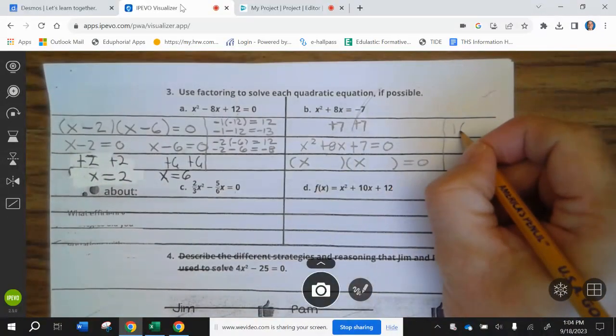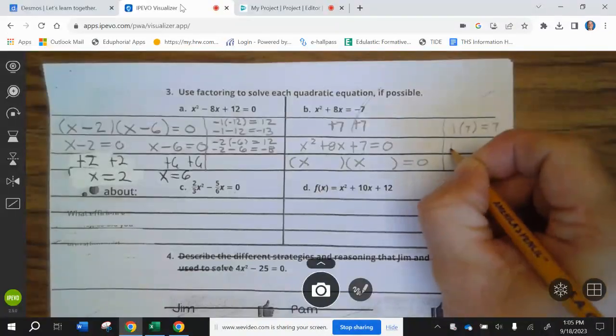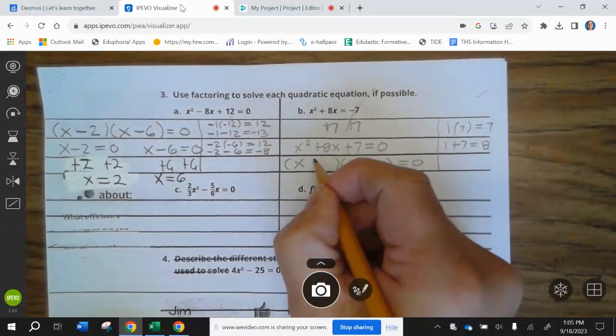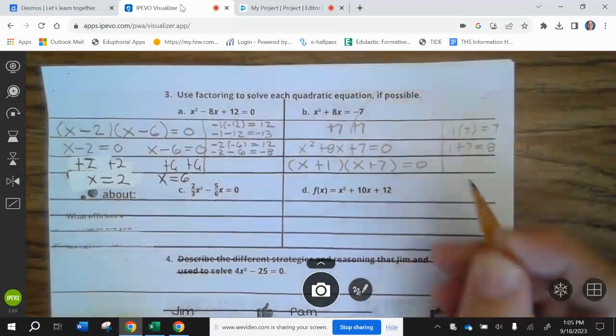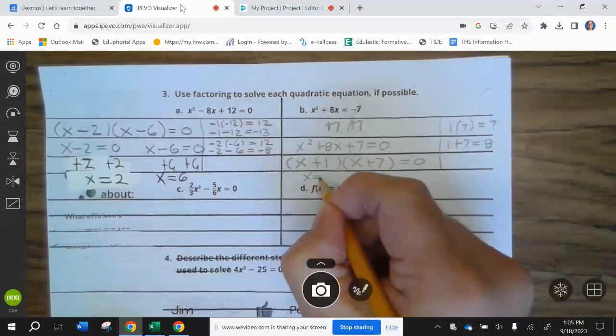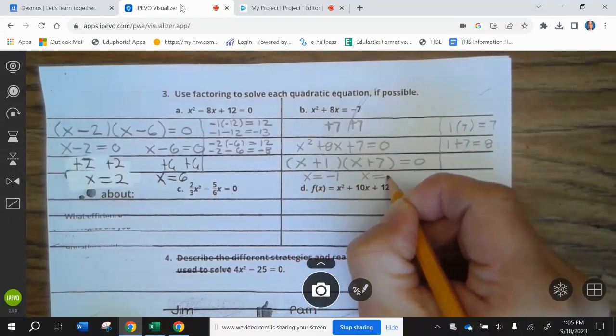So 1 times 7 is 7. 1 plus 7 is 8. So our factors are x plus 1, x plus 7. So you set them both equal to 0. So x equals negative 1, x equals negative 7.